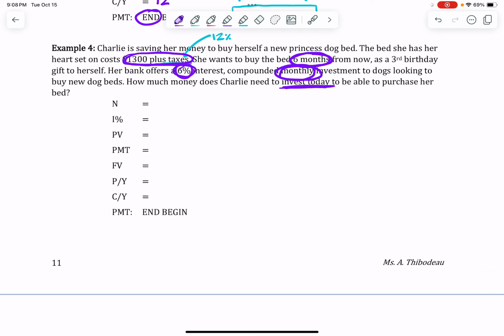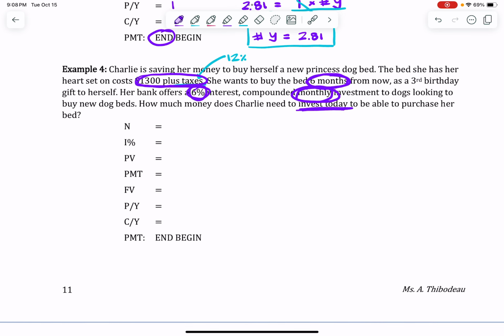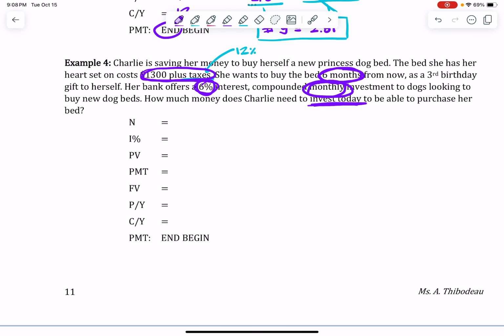Okay. Now, when we take a look at this, that $1,300 plus taxes, that's something she's going to need down the road. That's something we're going to have to calculate. But let's start off with what we've always started off with. Let's start off with our I% and our compounding periods per year. Our I% was 6, so yay, done. Monthly, that's 12 times a year. So those two are typically the straightforward ones we can pull out from here.